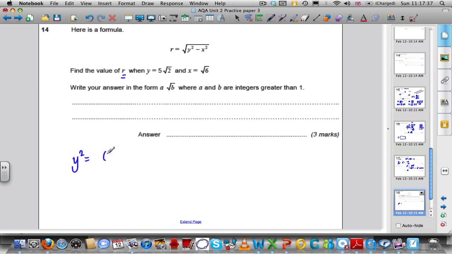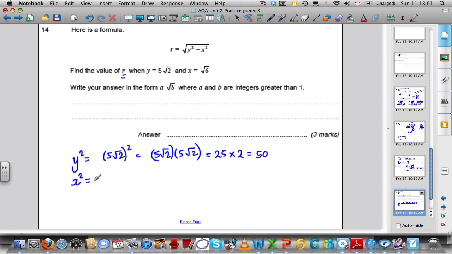Y squared is 5 root 2 squared, which is 5 root 2 times 5 root 2. Times the numbers separately. 5 times 5 is 25. Root 2 times root 2 is root 4, which is 2. 25 times 2 is 50. So y squared is that.